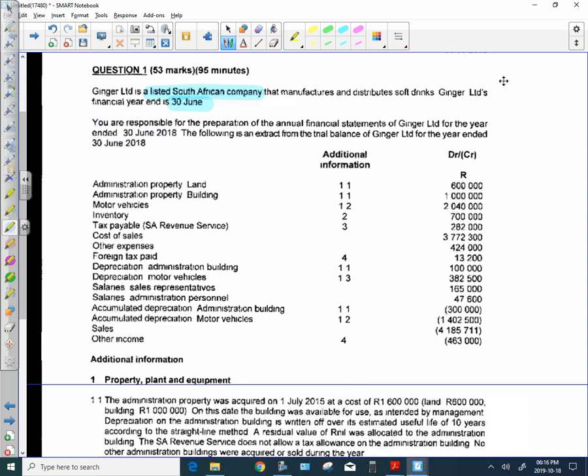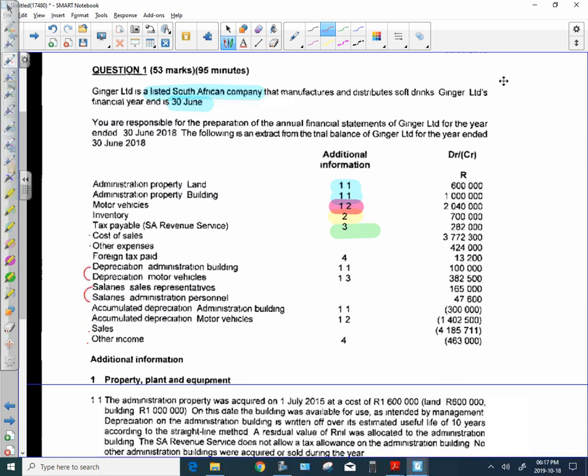Right, we've got admin property, there's land and there's buildings, and they tell us there's additional information in point 1.1 relating to that. We've got motor vehicles, additional information in point 1.2. We've got inventory, again more additional information. There's tax payable, more additional information. And then you have your cost of sales, other expenses, there's sales, other income, depreciation, there's salaries, you have accumulated. So they've given you a lot of expense items, and you need to now go, remember they asked us for a statement of profit and loss.